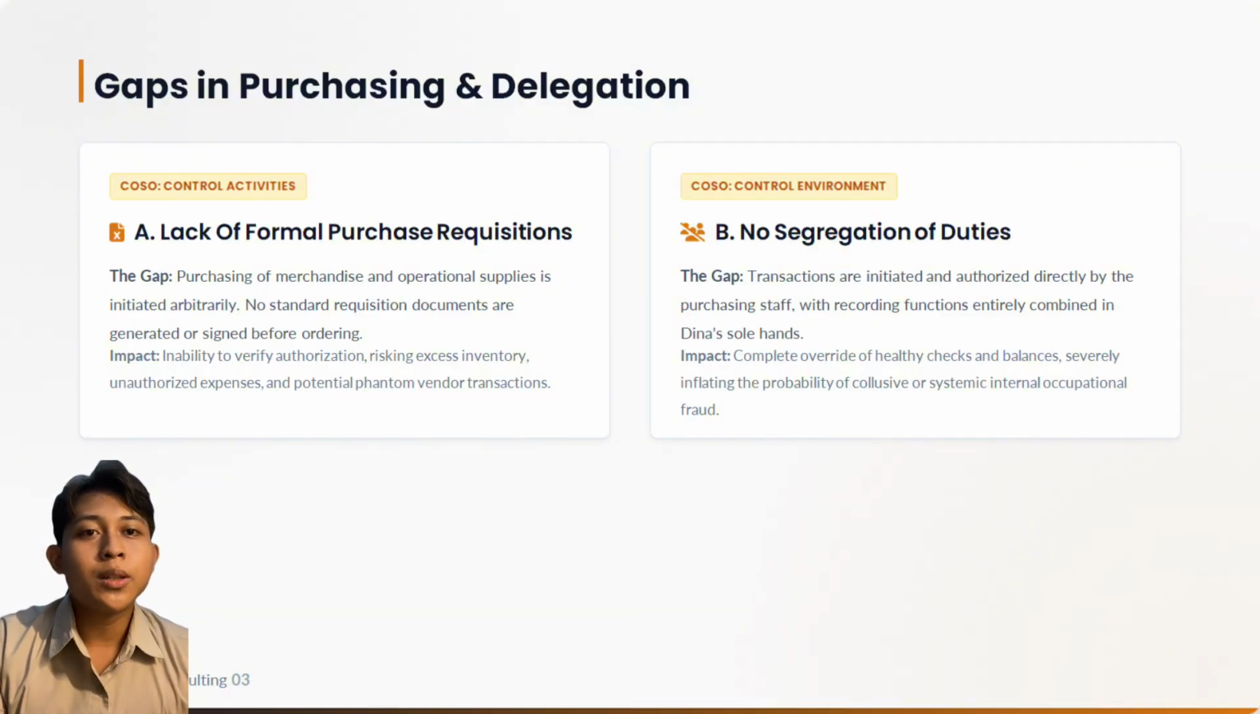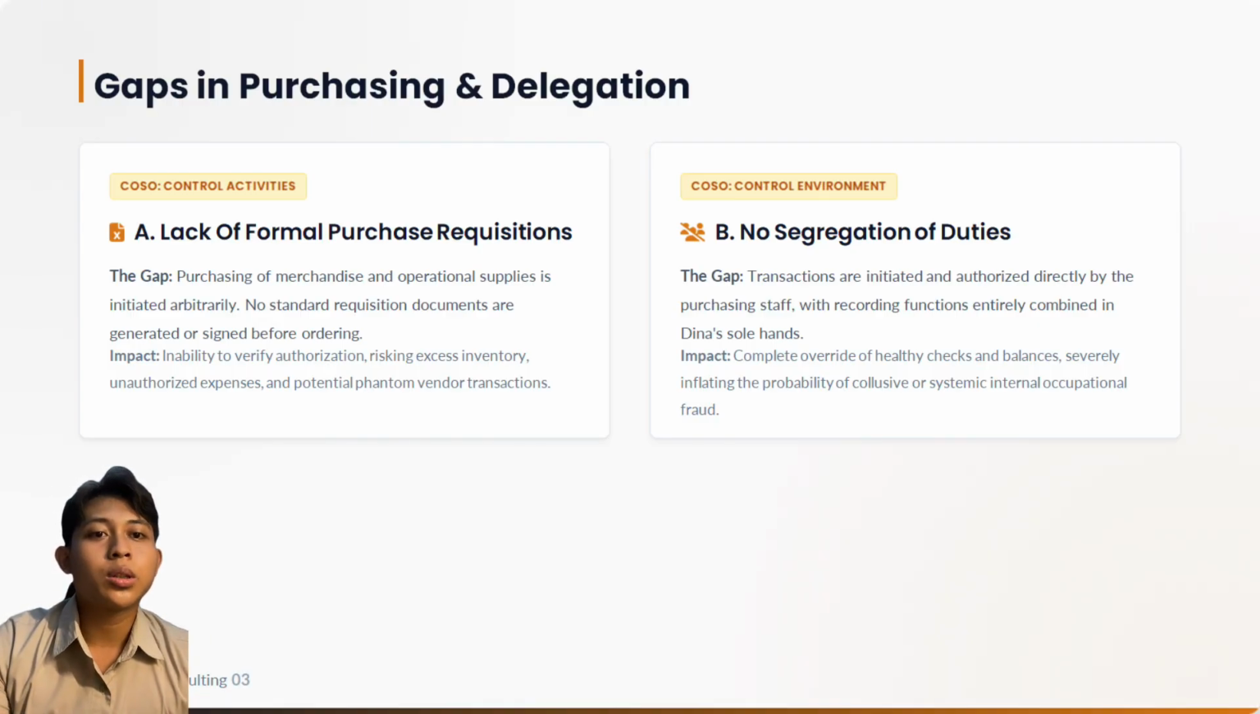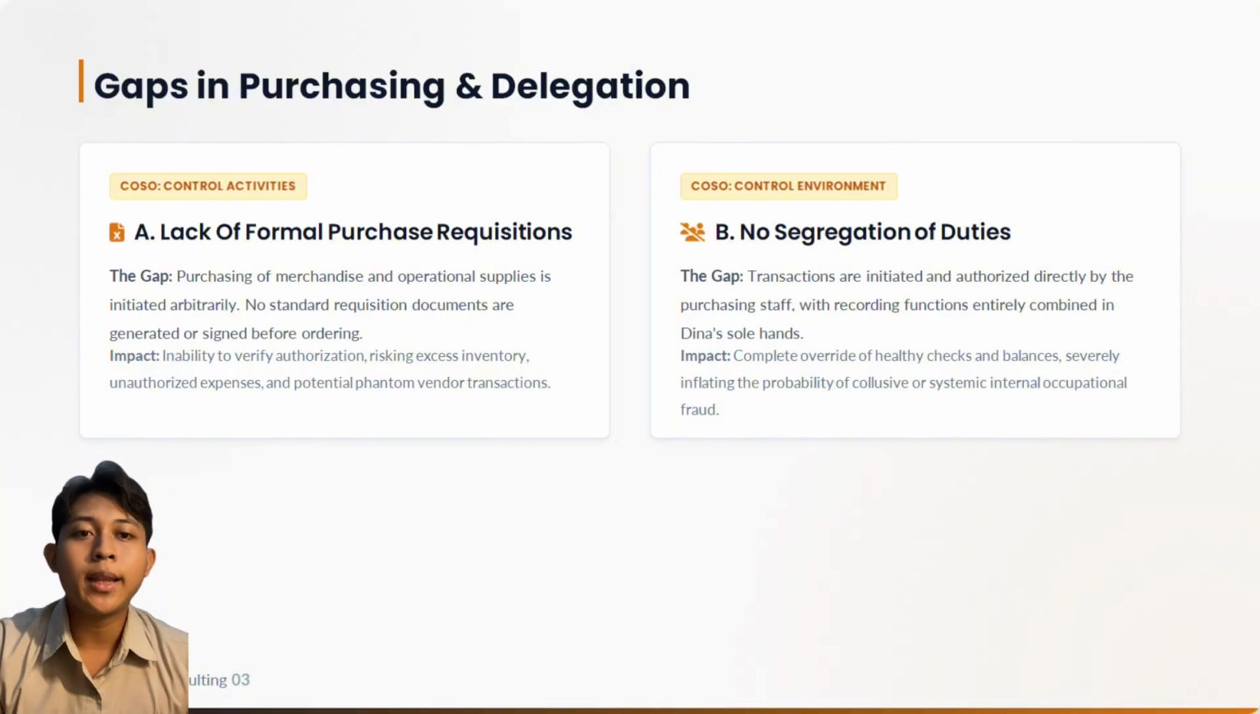Based on this slide, the authorization function, creating a purchase order, and the recording function, or bookkeeping, must be separate so that no single person can control a transaction from beginning to end without supervision. The affected parts of the expenditure cycle are purchasing and accounts payable. This causes a total loss of the check and balance function. Dina has absolute power to manipulate transactions without anyone else noticing.